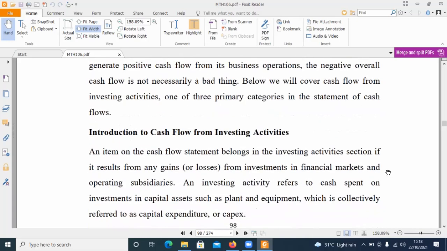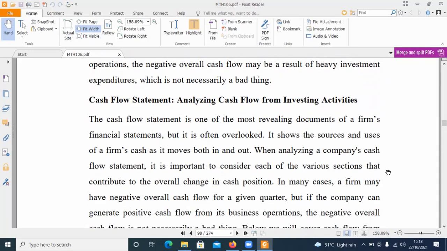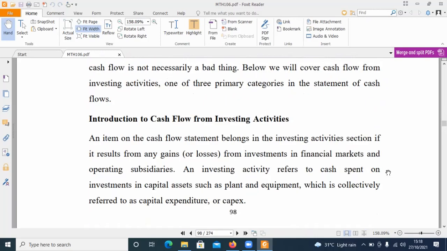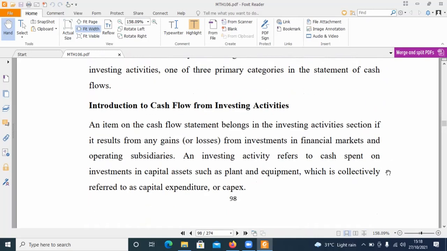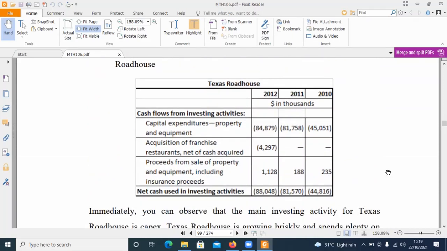Then another one, under the investment cash flow, is where we have the cash flow statement, analysis of cash flow from investing activities. Then we also talk about an introduction to cash flow from investing activities. So this is a simple table: from the cash flow from investment, capital expenditure, maybe money spent on property and equipment, is given for 2012, 2011, and 2010 respectively.